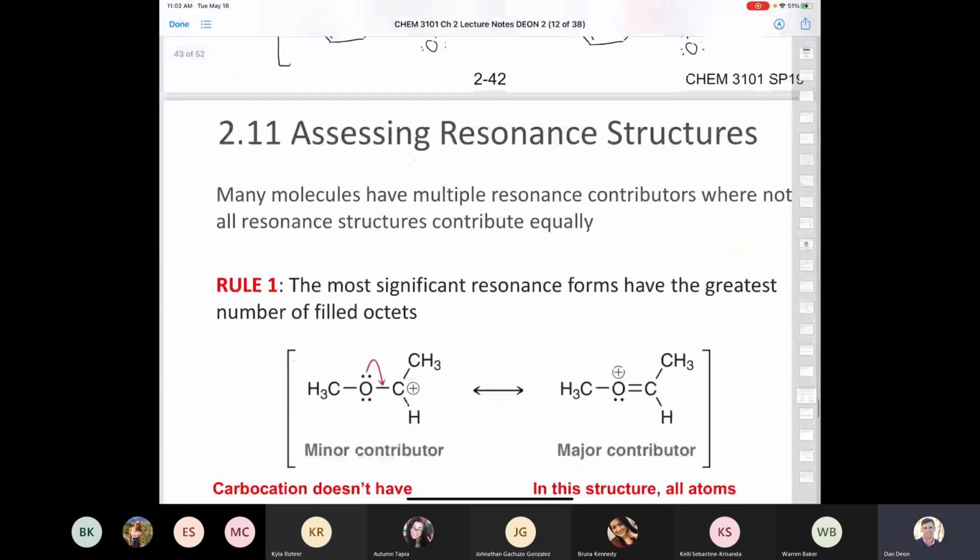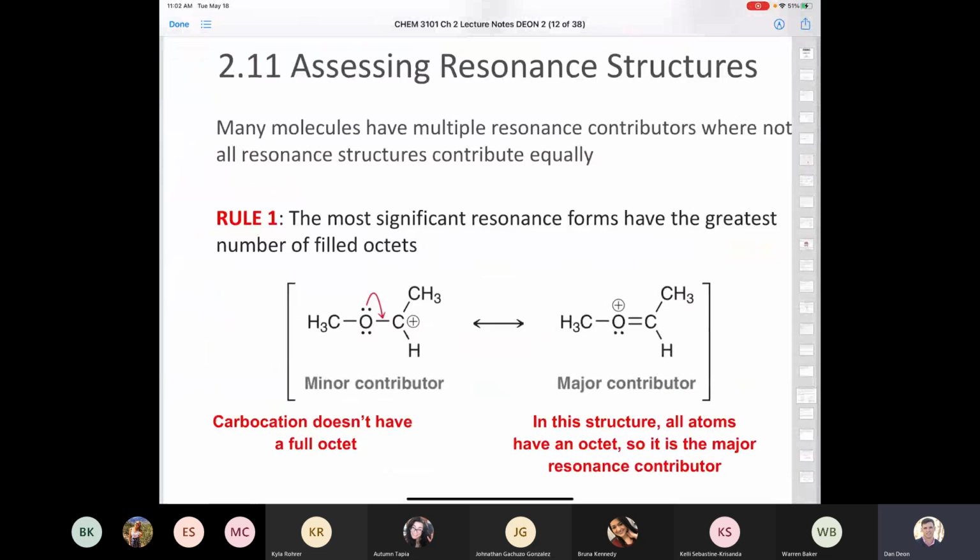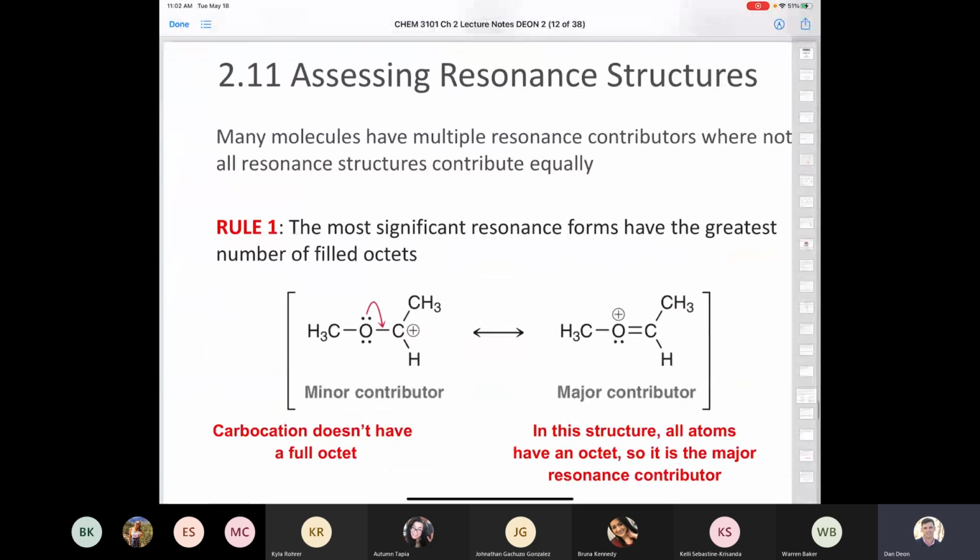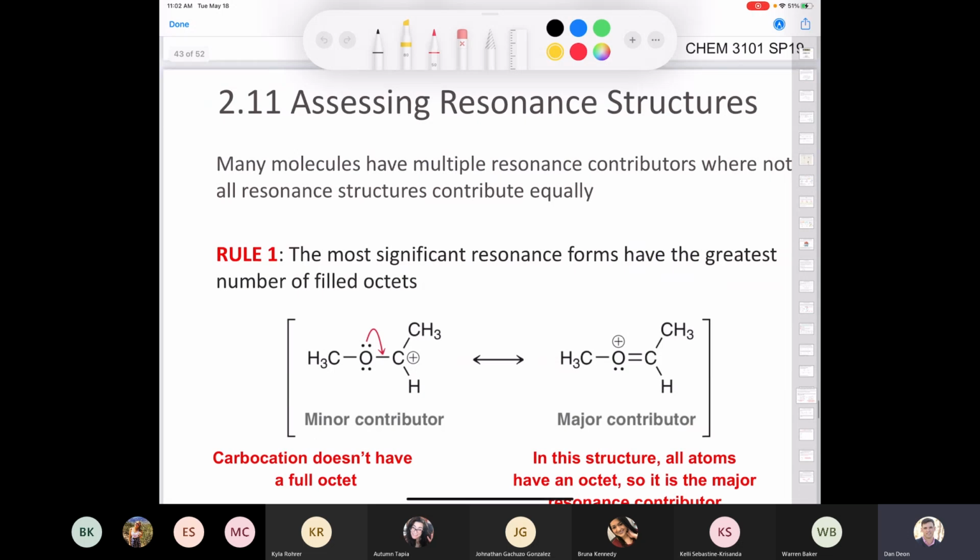There we go. And it deals with assessing resonance structures, because we've looked at drawing all these different resonance structures, but not all resonance structures are equal, meaning they're not equal in the amount that they contribute to the overall resonance hybrid. So let's take a look here. It says that many molecules have multiple resonance contributors. We just practiced drawing some, where not all the resonance structures contribute equally.